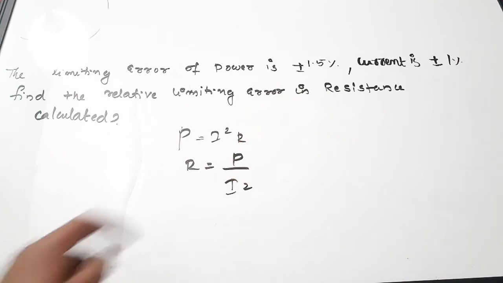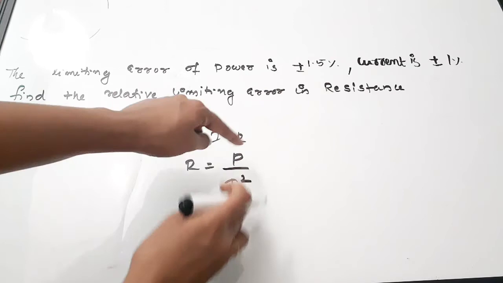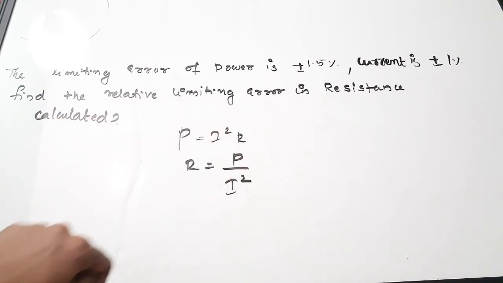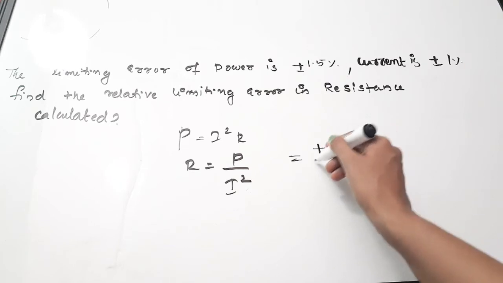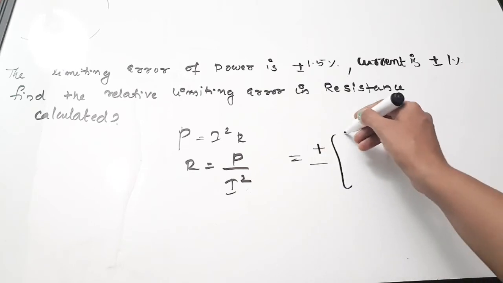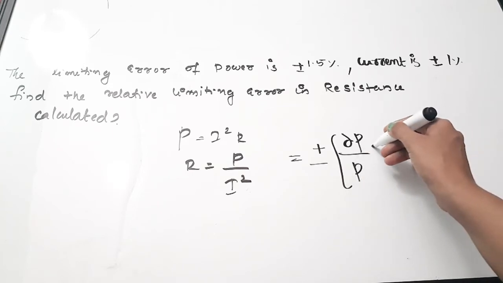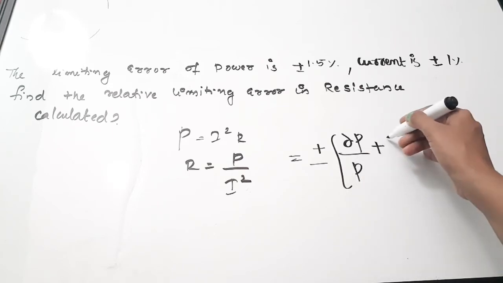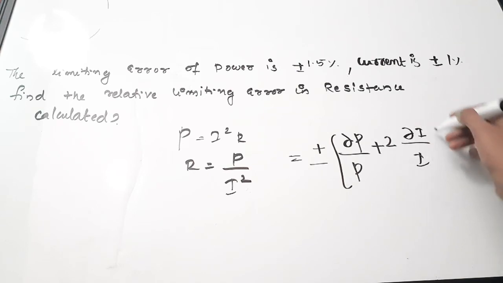Okay, so this is applying two things. One is division and the second one is power. Okay, so the equation will be plus or minus delta P by P plus 2 into delta I by I.